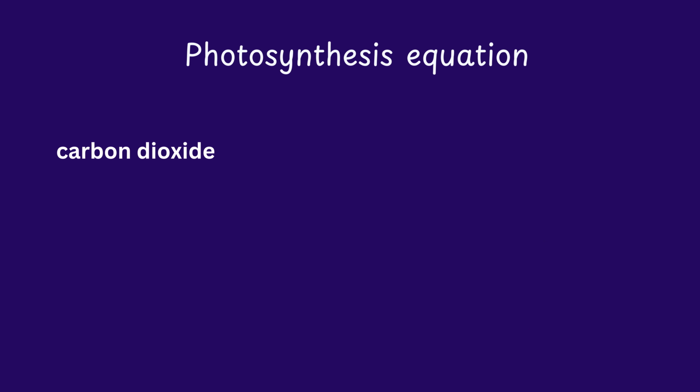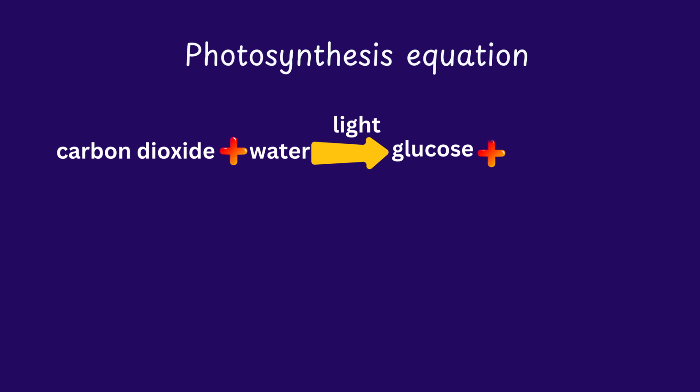Photosynthesis is the process by which carbon dioxide reacts with water in the presence of light energy to produce glucose and oxygen. This is the word equation for photosynthesis.